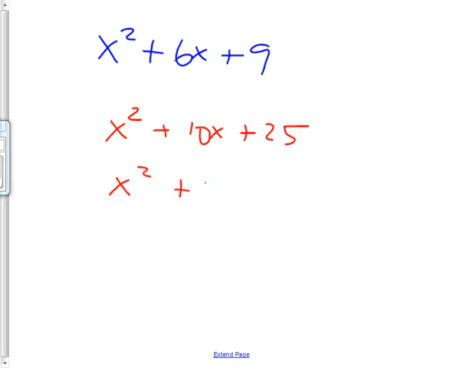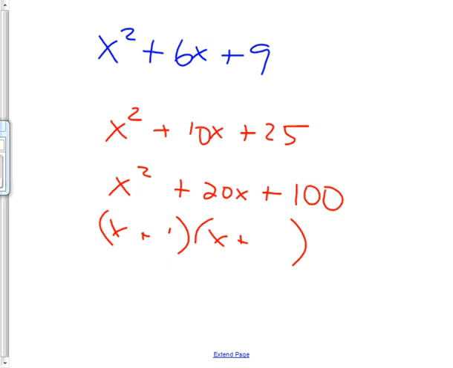Plus, let's go with x squared plus 20x plus. Can you finish it for me? Not 100. Oh, wait. Yes, it is 100. You're right. Sorry. Because when I go x plus, I've got to use a 10 and a 10 to make the 20. Have you figured out a theme here?